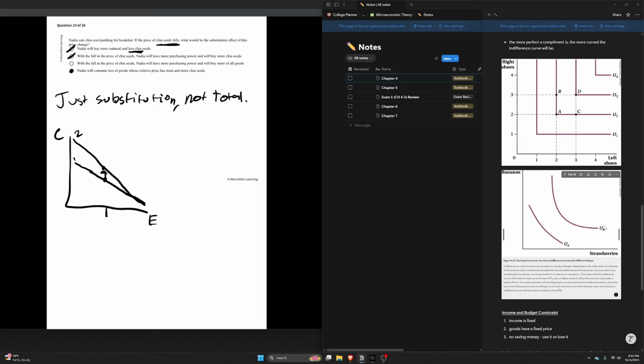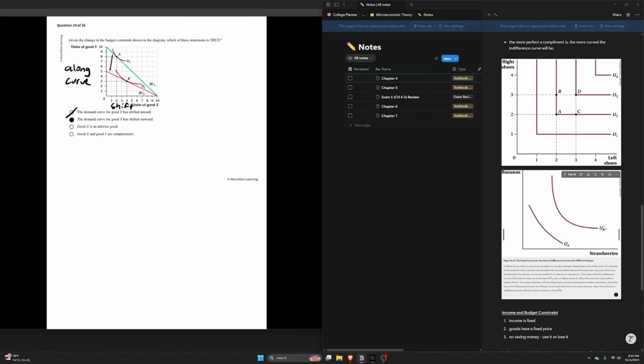Yeah, so Nadia will consume less of goods whose relative price has risen and more chia seeds. So she's buying more chia seeds because the price falls, and she's buying less of those that have risen because their quantity demanded will go down. That's the only one that really makes sense. Make sure we're looking at just the substitution effect, not the total effect. The total effect might bring an increase in the buying power of all the other goods, but we're just looking at the substitution effect. So we're just looking at what chia seeds is going to affect.